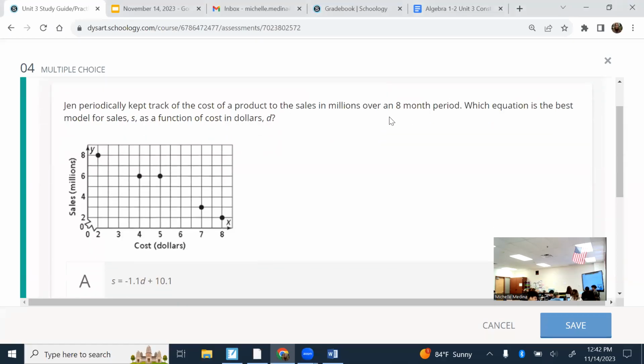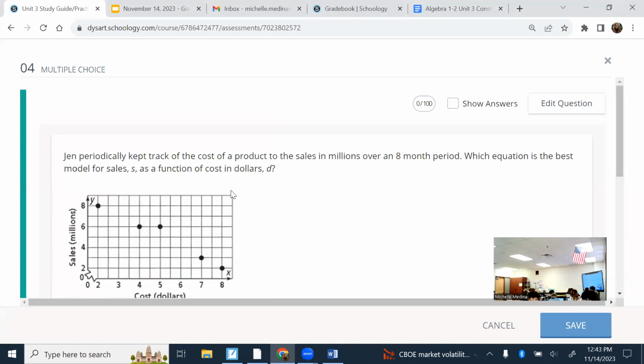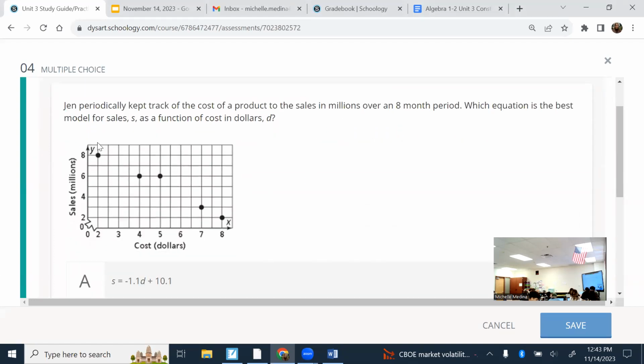So Jen periodically kept track of the cost of a product to the sales in millions over an 8-month period. Which equation is the best model for sales S as a function of cost in dollars D? So in this scatter plot, you can clearly see every single coordinate.